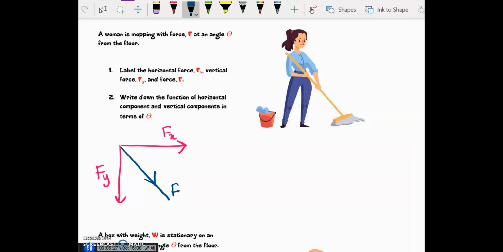Next, number 2, write down the function of horizontal component and vertical components in terms of theta. First you have to identify where theta is. Theta is the angle between the mop and the floor. In this diagram, theta is here. Next, you must form a triangle.